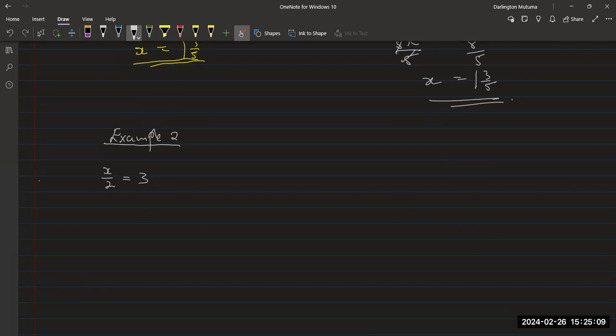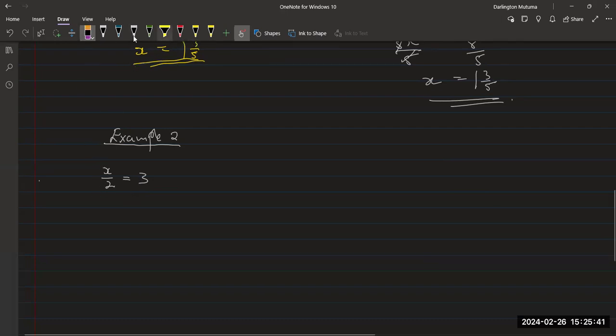X should be alone. And right now, x is attached to 2 by division. What is the opposite of division? Multiplication? So right now, x is divided by 2. So if you want to reverse that, what do you do? Oh, okay. Multiply x by 2. Very good. So you just multiply this by 2. And remember, what you do on the right side is what you do on the left side.